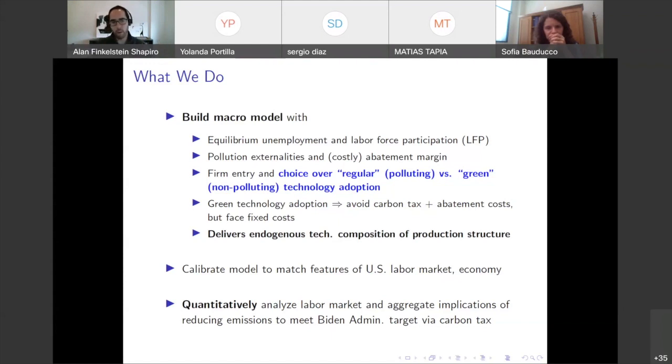Having set up that model, what we do is calibrate the model to match key features of the US labor market and the US economy, thinking about effectively what the regular sector is and what the green sector is. And then we quantitatively analyze what happens when you introduce a carbon tax that effectively reduces emissions to meet the target that the Biden administration has set by 2030.